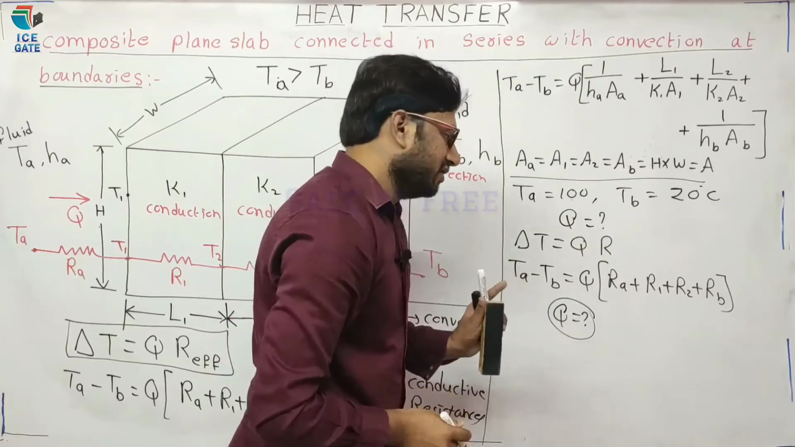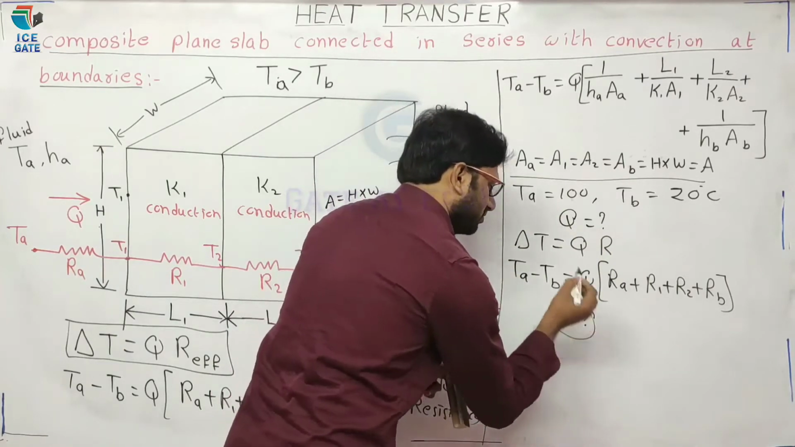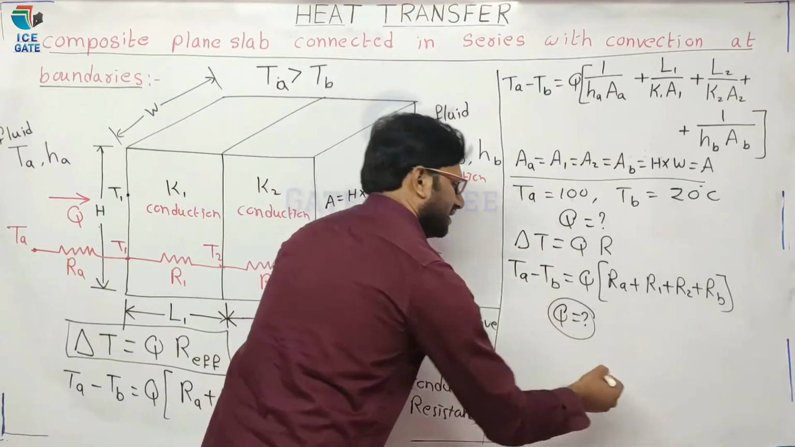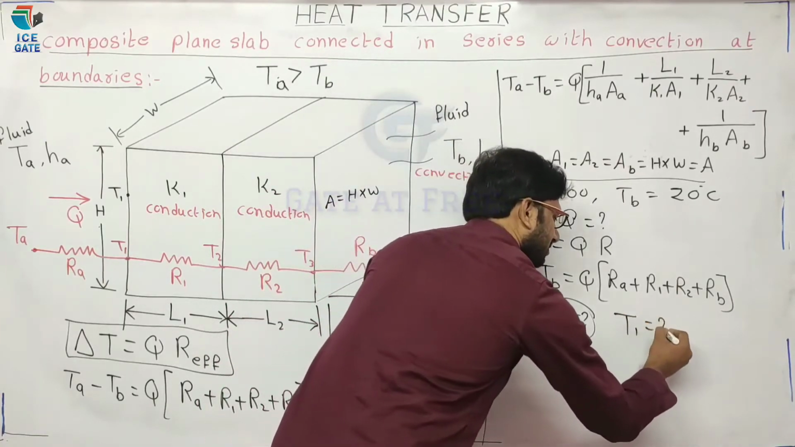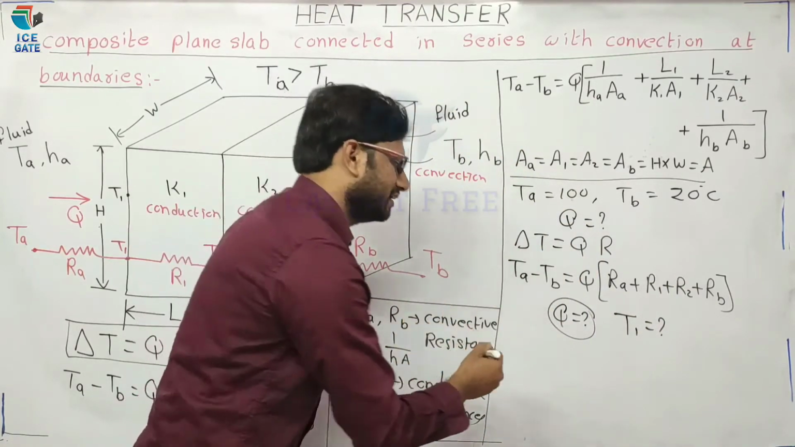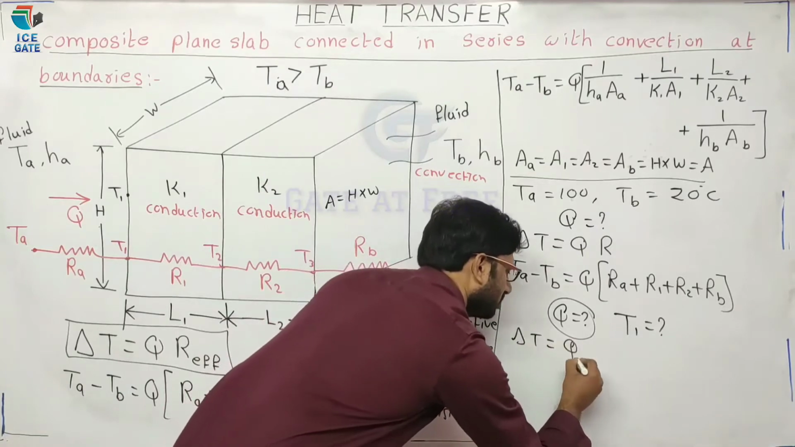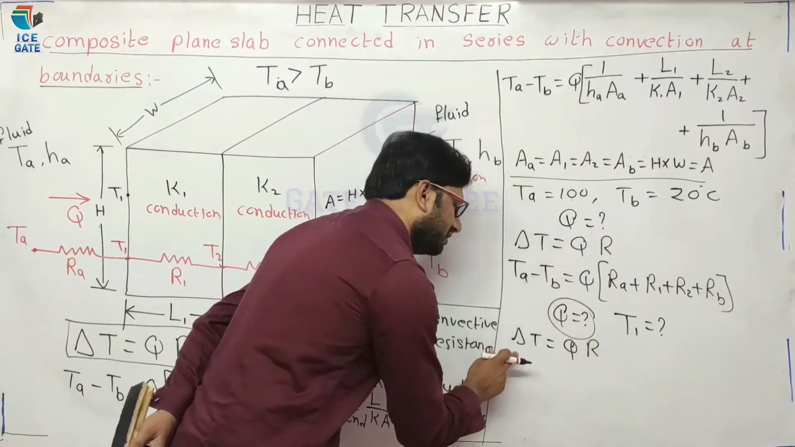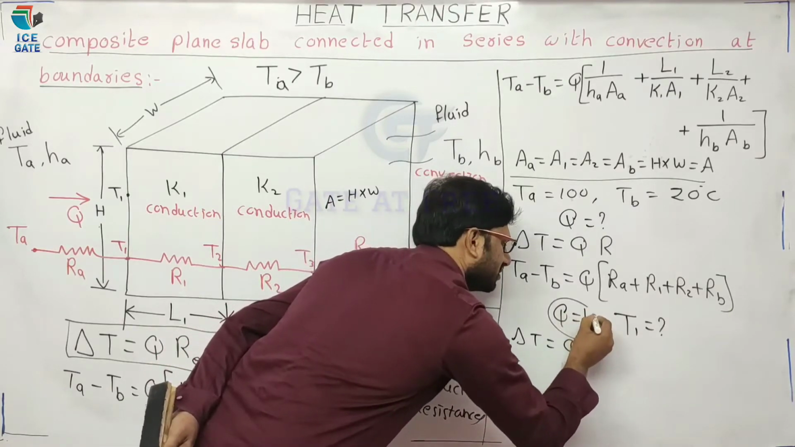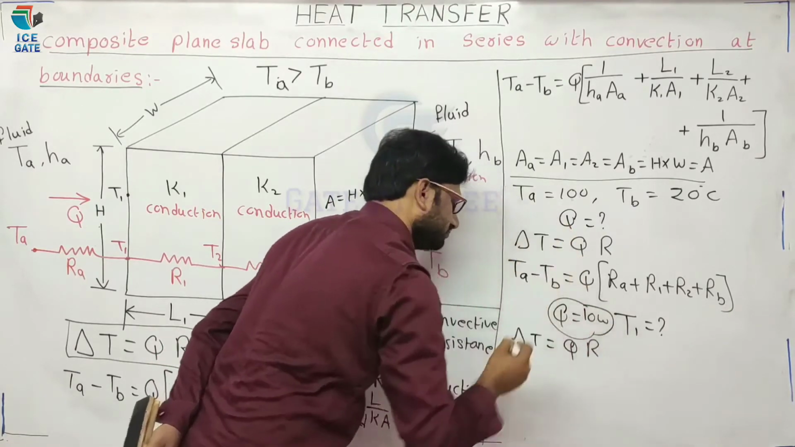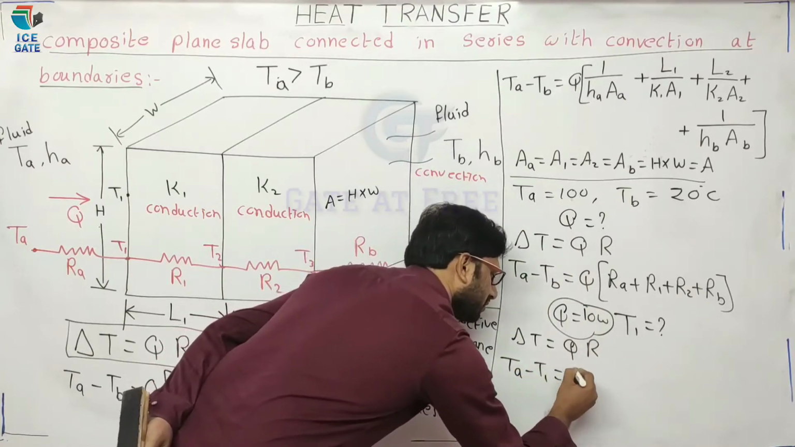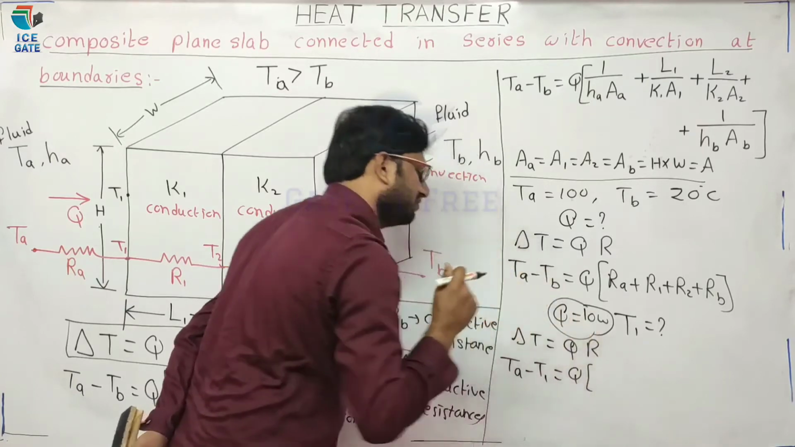Hope you understood. So for example, after finding out the rate of heat transfer, the second question is like this: calculate T1. Now how to find out T1? Take delta T equal to QR. Now take delta T as TA. For example, here Q is 10 watts. Now delta T as TA minus T1 equals Q into, now which resistance we have to take?